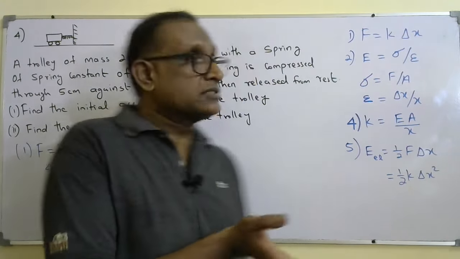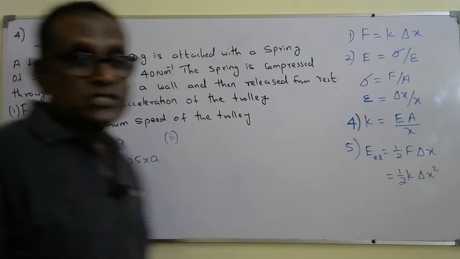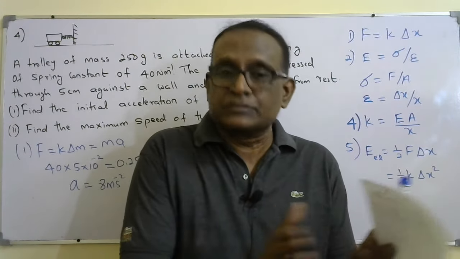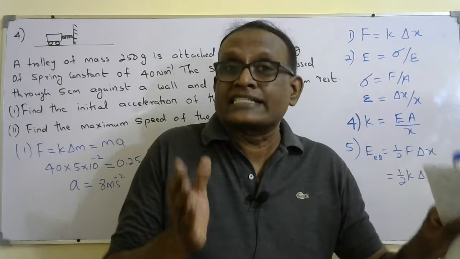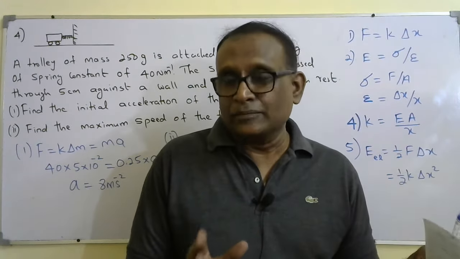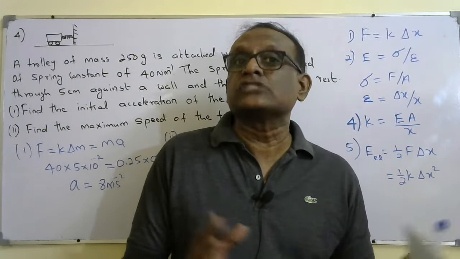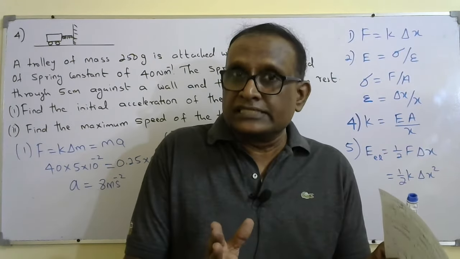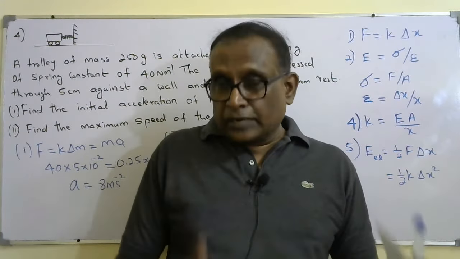No, you can't use that, because as the spring returns from the compression to its original shape, the compressive force on the spring will change, so the acceleration will change. If the acceleration is changing, you can't use v squared equals u squared plus 2a, because it requires a constant acceleration. So the only way we can calculate is by using the energy equation.